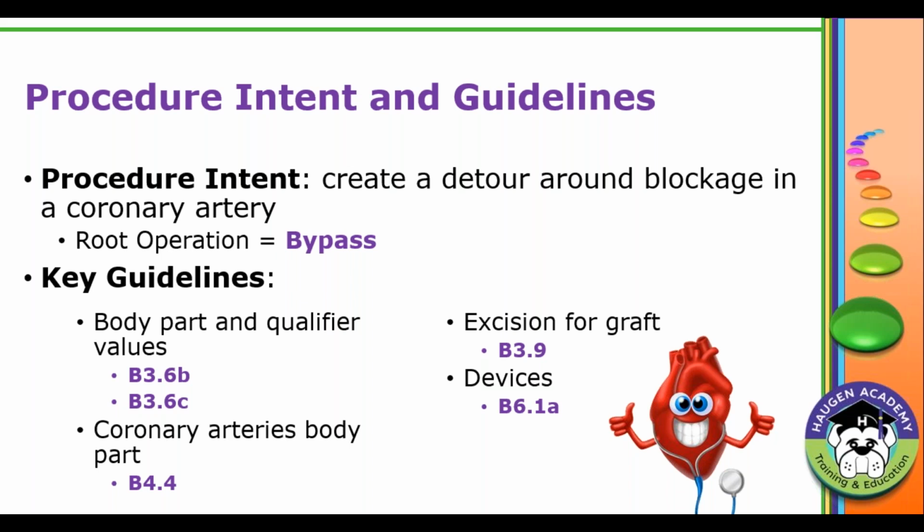So the root operation here for this procedural intent is Bypass, and there are several guidelines, as I mentioned, that we'll be applying. The first couple refer to the body part and qualifier values. Guidelines B3.6b and B3.6c talk about how, in the coronary arteries, our body part is going to be the body part that the bypass is going to, and the qualifier is the body part that it's coming from. Now, why didn't I print it out on this screen here for you?